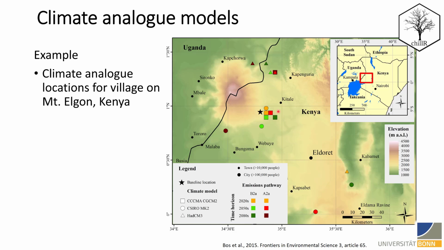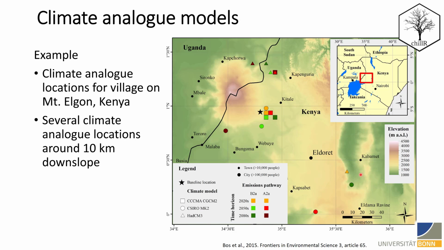You can see a few clusters here. Many of them are actually very close by because this is a volcano with a fairly steep slope, and this baseline village is somewhat on the slope, and so down in the valley we find places that have a fairly similar general setting but are slightly warmer than the baseline location at present. There are some here on the other side of the mountain, probably related to some changes in rainfall as well. Only a few of the scenarios are a bit further away. So several climate analog locations are around 10 kilometers downslope, so quite close together.